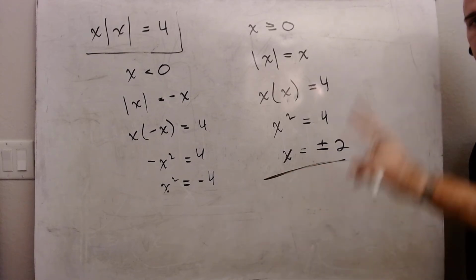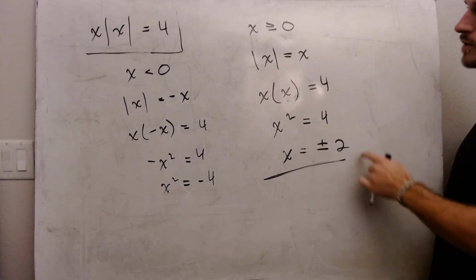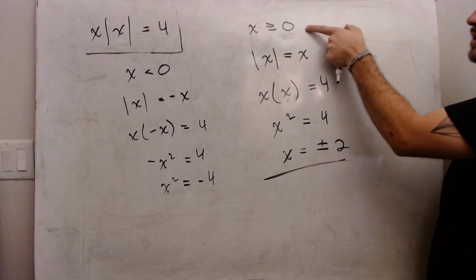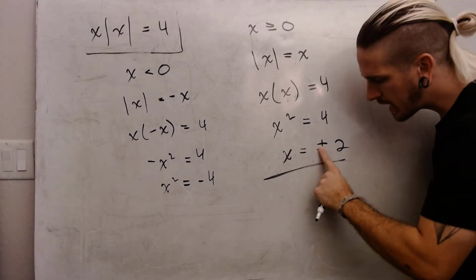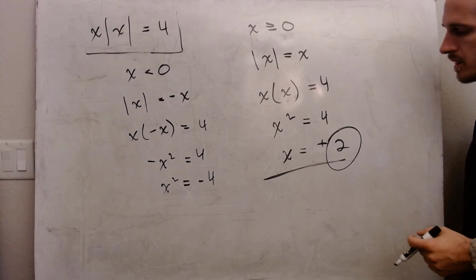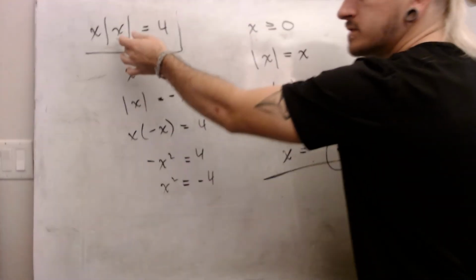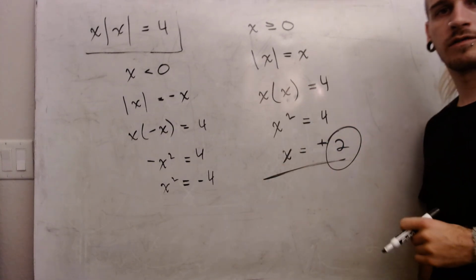Now, we end up with two solutions, but if we remember our assumption for this case, we assumed that x was greater than or equal to 0. So we're actually going to ignore the negative possibility and only keep the positive. And in fact, 2 times the absolute value of 2 is 4. It would not work for negative 2.